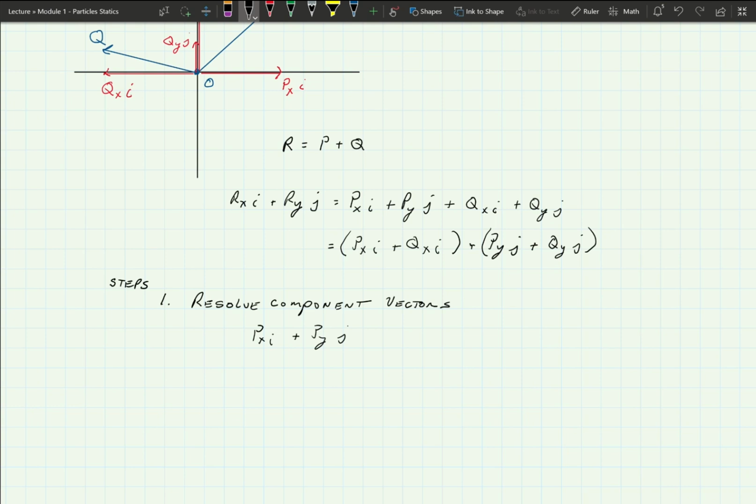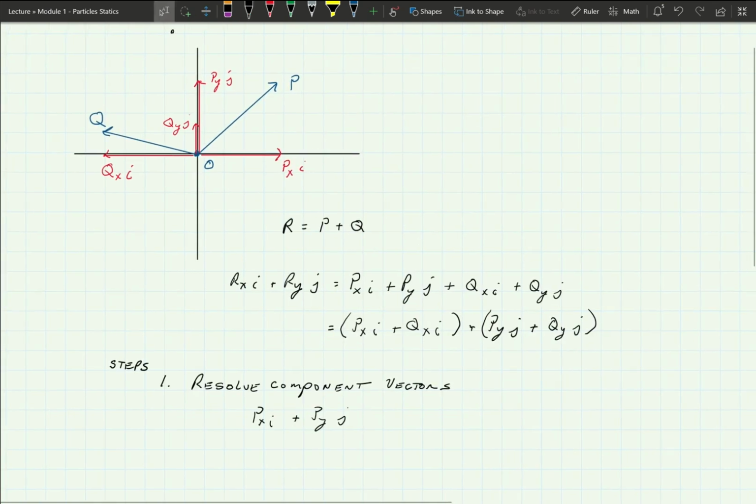Okay, and then do yourself a favor up here in your free body diagram. Draw them in so you can see it. Okay.